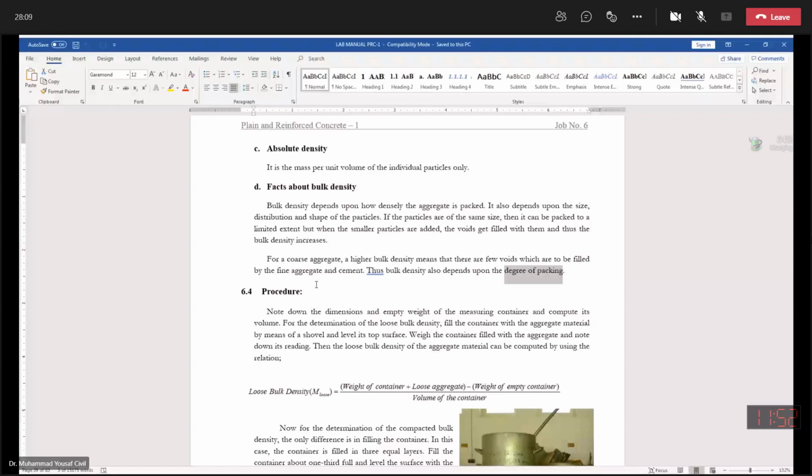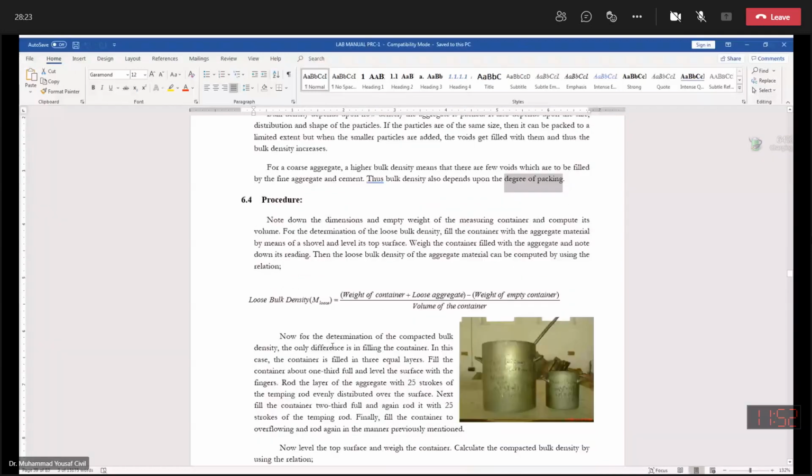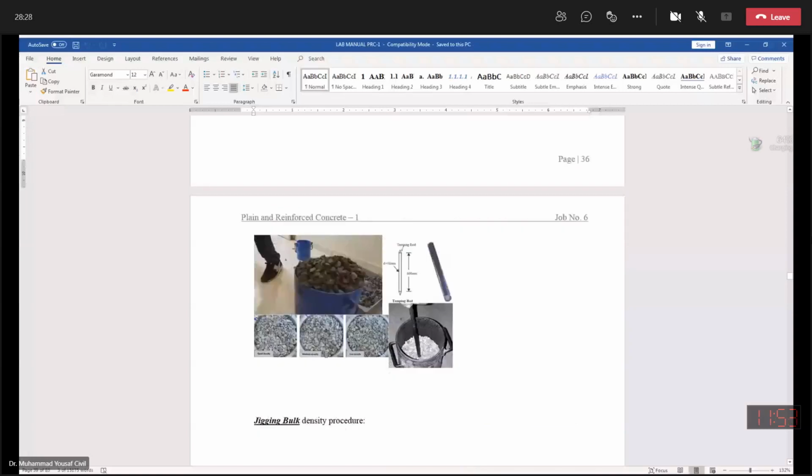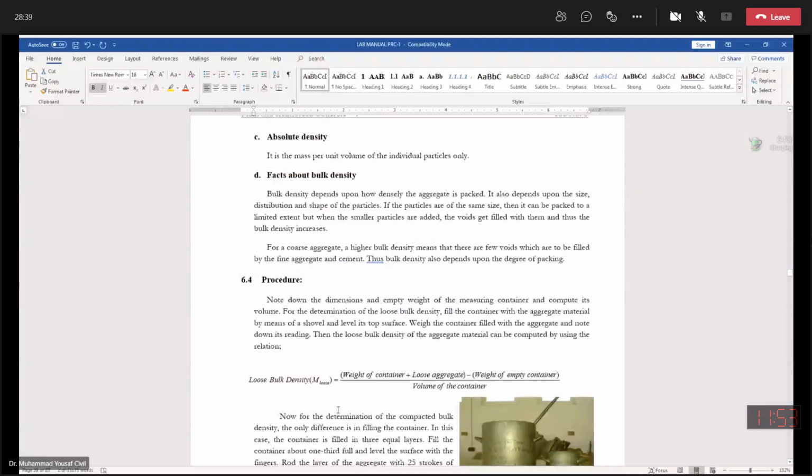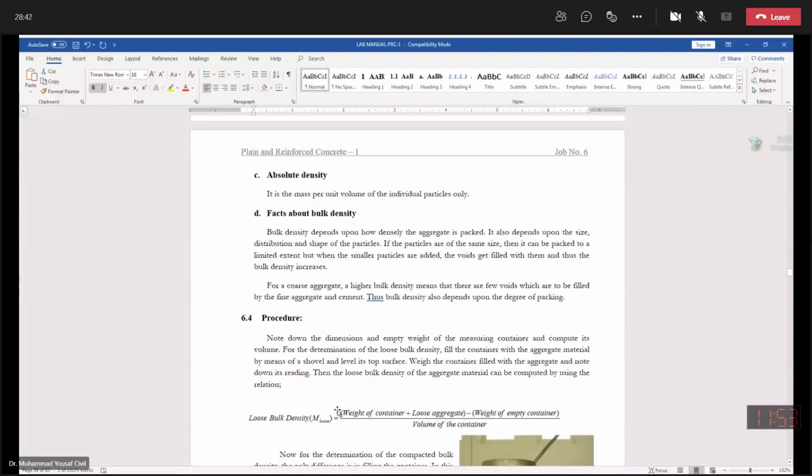Compacted bulk density. And the third one is jigging bulk density. So these three are the different ways of expressing the bulk density.